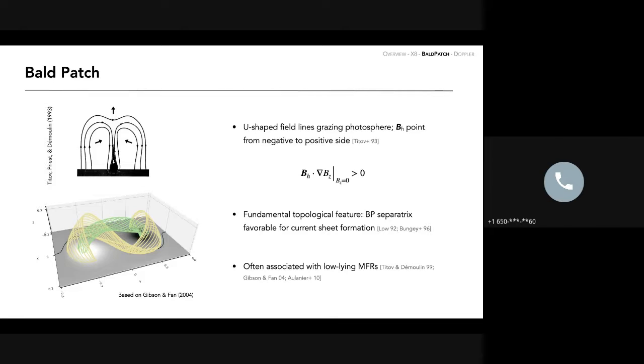And that actually gives you a separatrix surface that separates the flux rope magnetic field lines inside, the green ones, from the overlying arcades that are outside, that I'm not showing here. So in 3D, bald patch, when it is associated with shear, usually indicates the existence of a low-lying magnetic flux rope. Next slide, please.